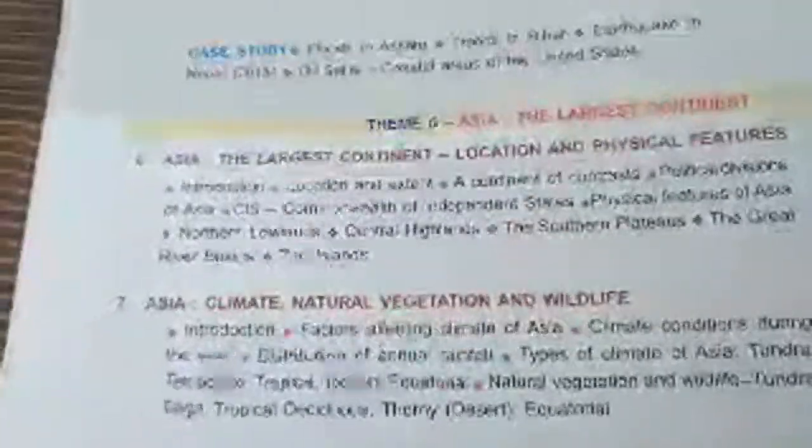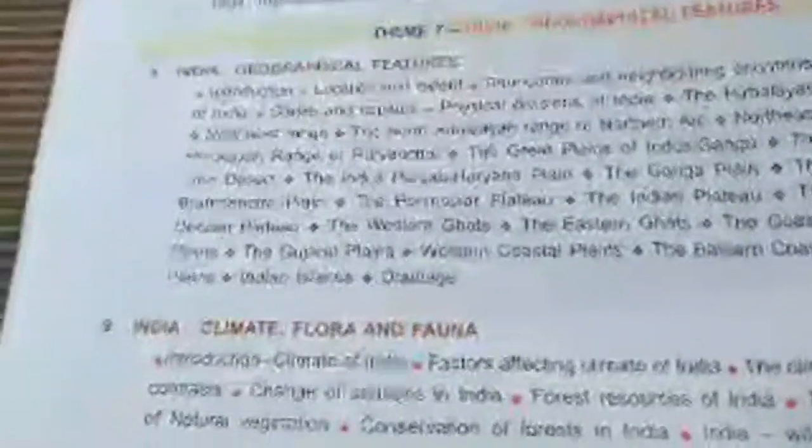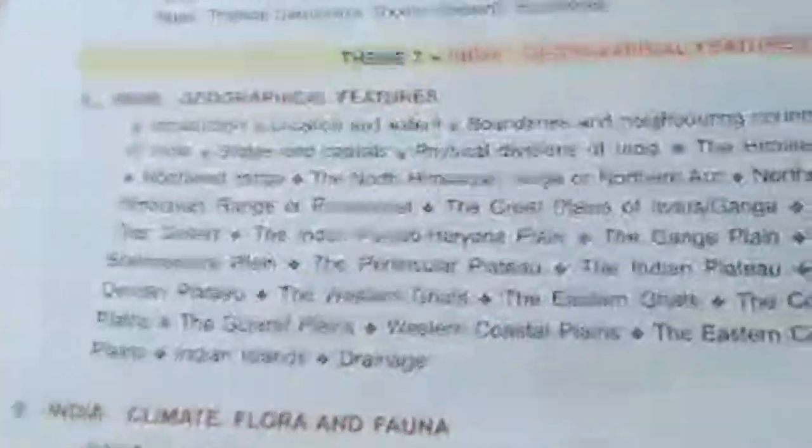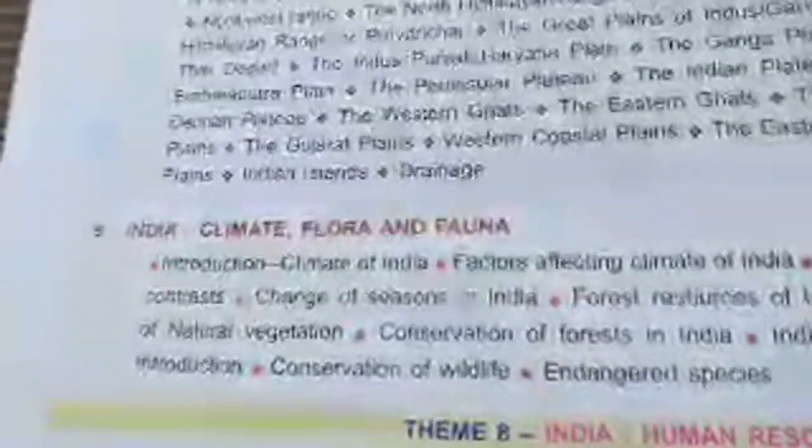In the first chapter, you will study Asia, the largest continent, about the location and the physical features, means the physical divisions. Then in the second chapter of this topic, Asia, you will study climate, natural vegetation, and wildlife. Then this is the seventh topic, India. In India also there are two chapters. The first chapter deals with the geographical features of India. And in the second chapter, you will study about the climate.